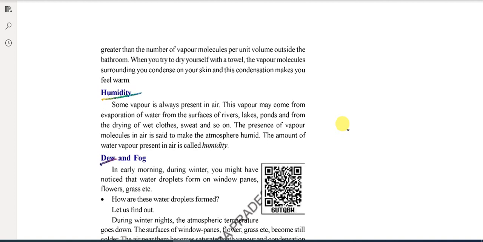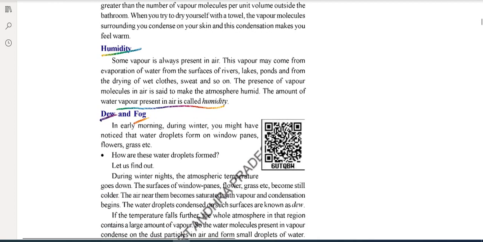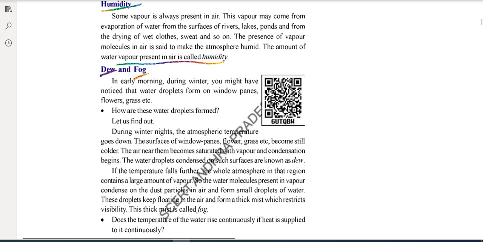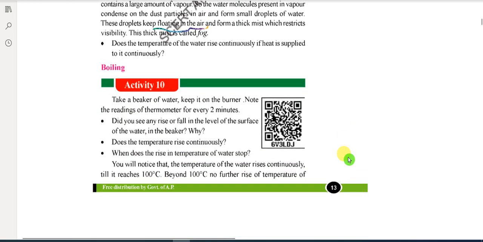Okay, next, humidity, dew, fog. Definitions are a must. What is humidity? The amount of water vapor present in air is called humidity, very small. And dew, water droplets on window panes, flowers, like that. And fog, what is fog? Droplets keep floating in the air. That is the key point. The main key point is floating in the air.